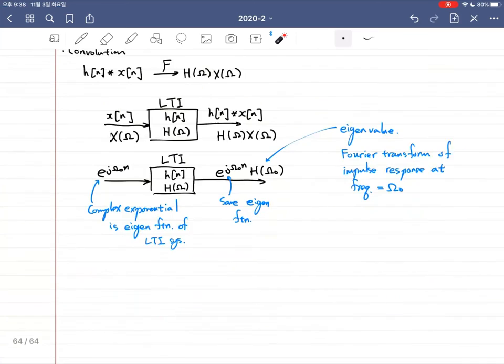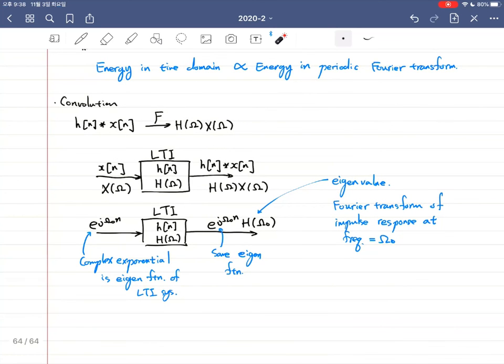So if you process this signal through the LTI system, then the only thing you have to do is multiply by this frequency response, H of omega, which is the Fourier transform of the impulse response. And this impulse response is all about this LTI system. So that's the important intuitive interpretation.